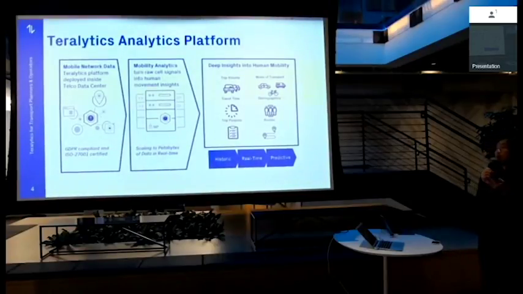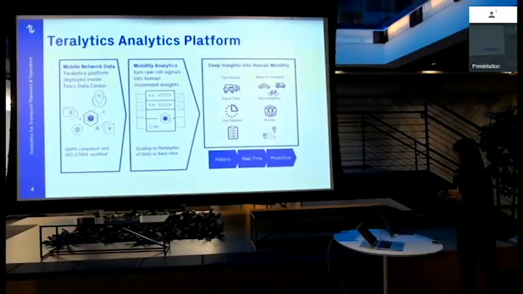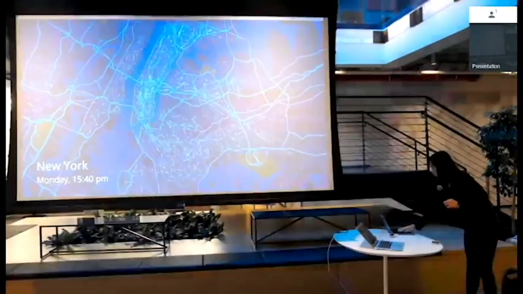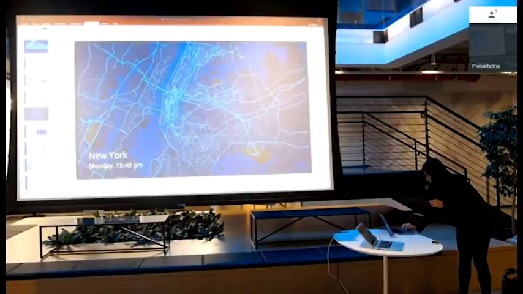What we do then is translate them into transit insights. So what is the trip volume? What is the mode of transit that people took? Is it subway? Is it rideshare? What is the travel time, trip purpose, demographics, and routes that people took? So I'm just going to show you how the data looks a little bit.